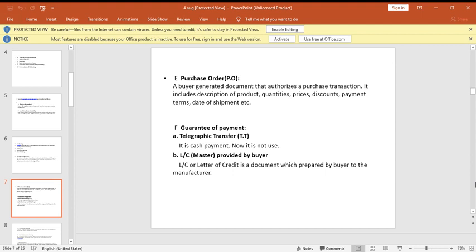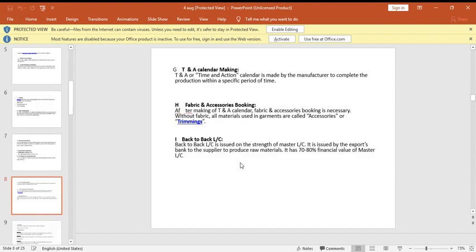And next one is guarantee of payment. Guarantee of payment contains two: telegraphic transfer and L/C master provided by a buyer. Telegraphic transfer is a cash payment. Now it is not in use. And L/C master provided by buyer: an L/C, or letter of credit, is a document which is prepared by the buyer for the manufacturer. So these are the two guarantees of payment.